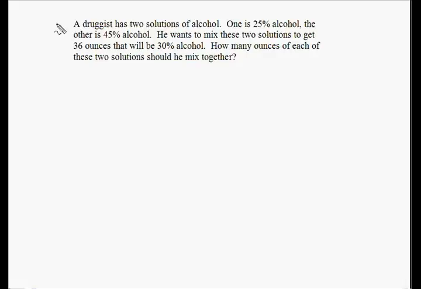A druggist has two solutions of alcohol. One is 25% alcohol, the other is 45% alcohol. He wants to mix these two solutions to get 36 ounces that will be 30% alcohol. How many ounces of each of these two solutions should he mix together?